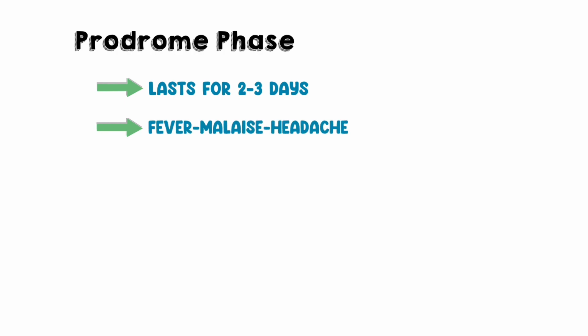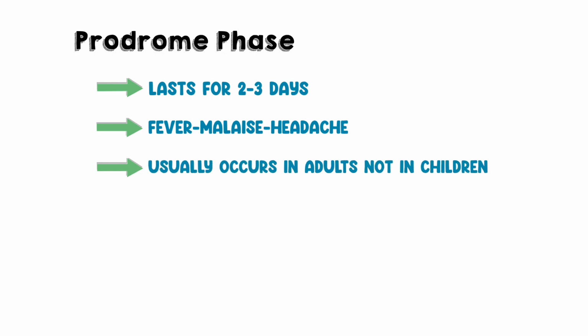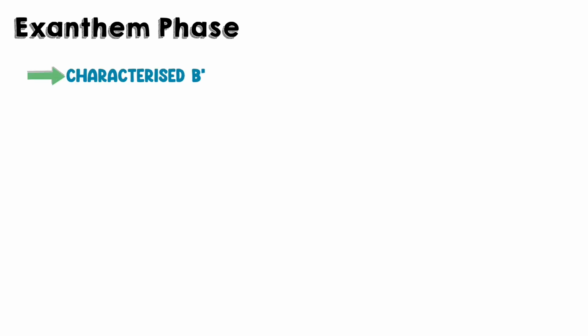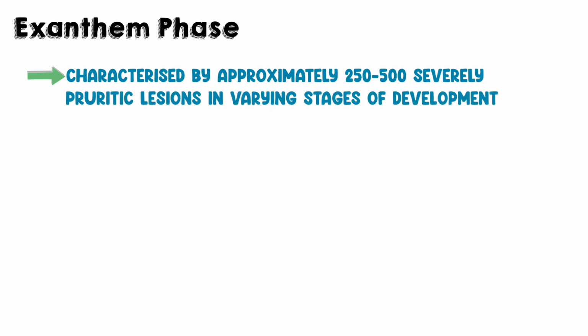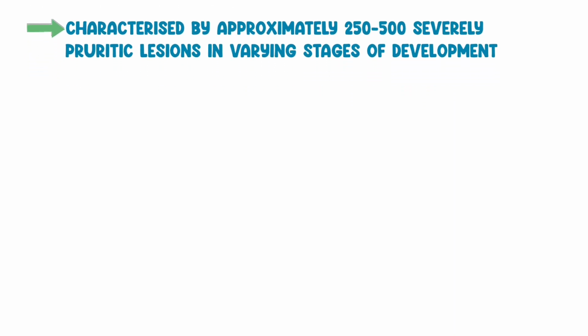First one is prodrome phase. This phase lasts for about 2 to 3 days and comprises fever, malaise, and headache. This phase usually occurs in adults, not in children. Now, exanthum phase. This phase is characterized by approximately 250 to 500 severely pruritic lesions in varying stages of development.